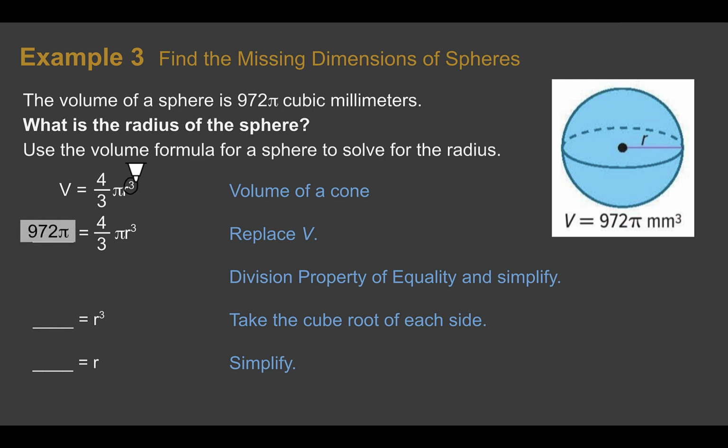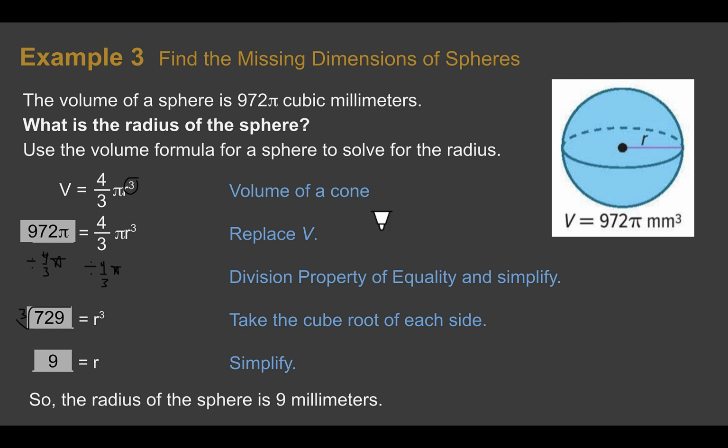So we can plug in our volume, 972 pi. I'm going to divide both sides by 4/3 pi. So remember, dividing by a fraction, you're multiplying by the reciprocal to both sides. When I do that, I end up with 729 is equal to r cubed. So then I'm going to use my calculator and take the third root. And when I do that and take the cube root, I end up with 9. So the radius of the sphere would be 9 millimeters.